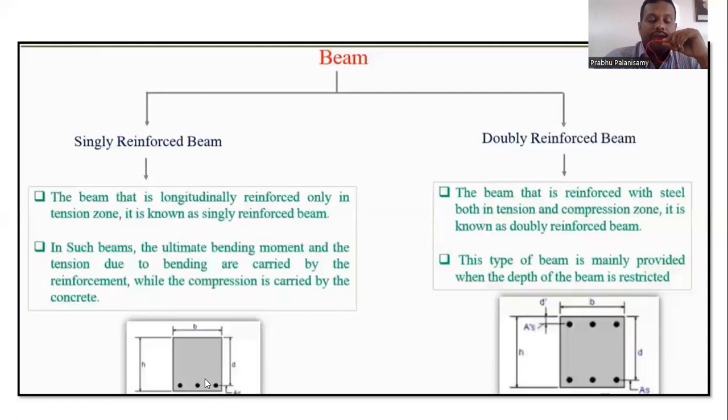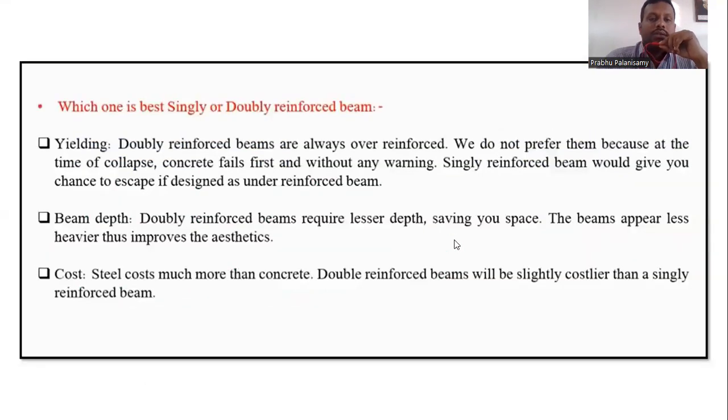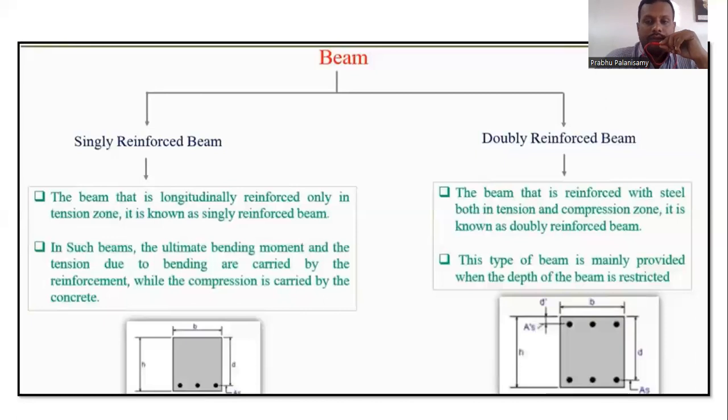You can see the main reinforcement has been provided only in the tension zone, which is nothing but a singly reinforced beam. When reinforcement is given at the bottom, that is the tension zone, and also in the compression zone, with both reinforcements given, that is nothing but a doubly reinforced beam. So we have two kinds of beam that we know, singly reinforced and doubly reinforced, which we have seen in this picture.